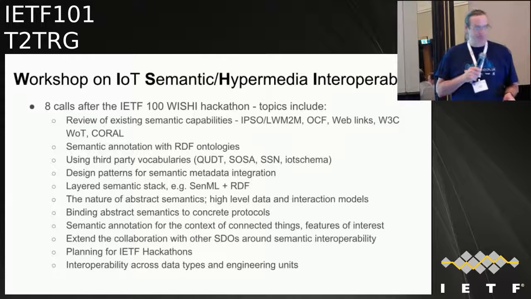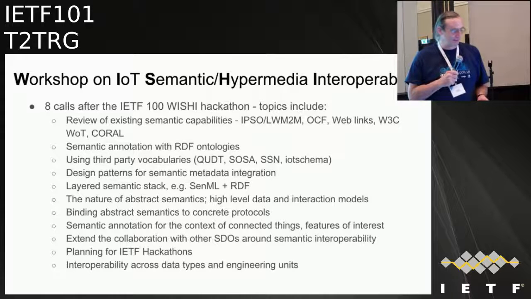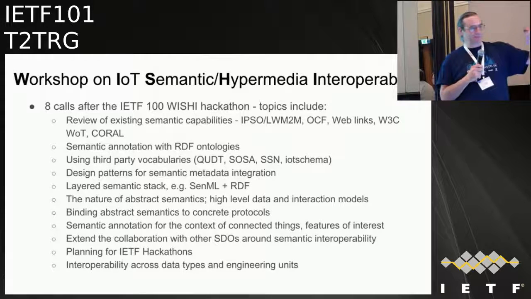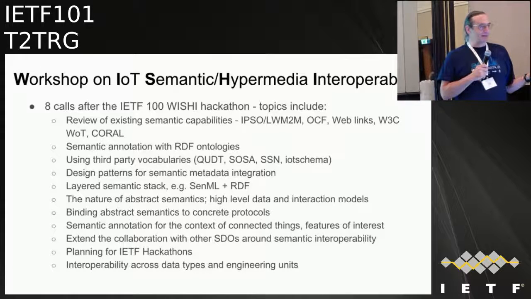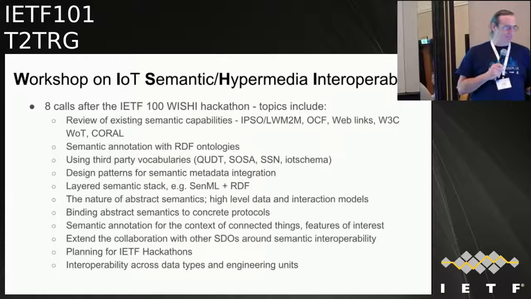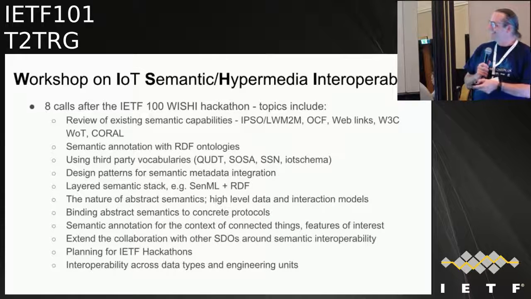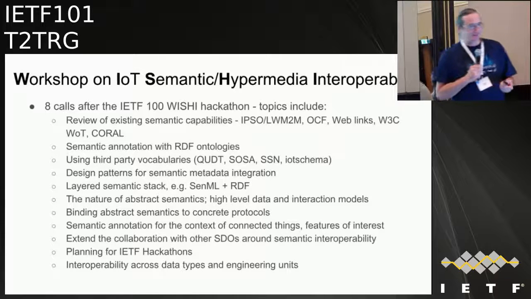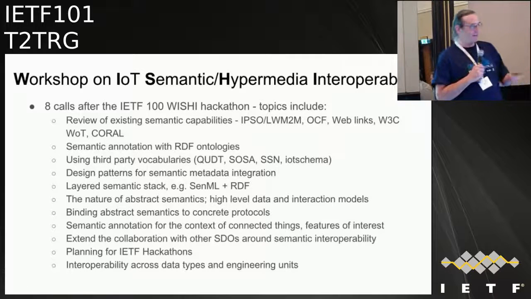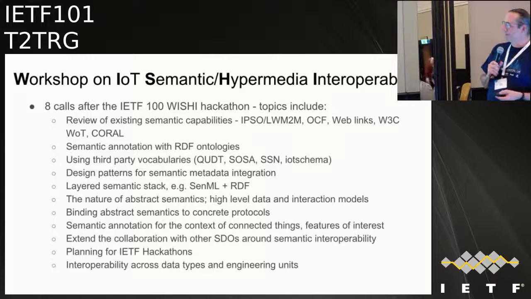And we really covered a diverse set of topics around semantics and hypermedia. I'm probably not going to try to read through everything here, but essentially we looked at it from top to bottom. So what is the nature of abstract semantics? How do we want to describe things in a way that's protocol neutral? How do we do semantic annotation? How do we connect with RDF ontologies and other data sets that are around, like these third-party vocabularies, such as QUDT, SOSA, SSN, that are fairly hard to use, and how do we make them easier to use? How do we integrate semantic metadata into the system? Where does it go? Who uses it? How do they use it?